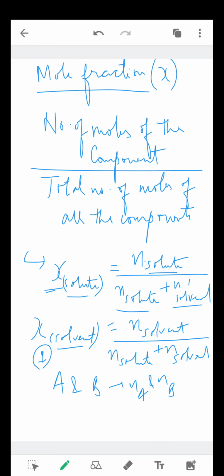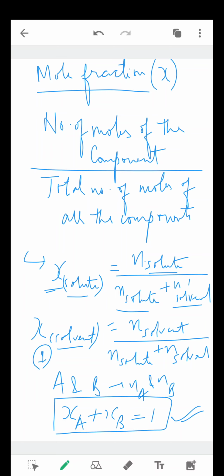Okay, one more thing that we have to consider here: the mole fraction of A plus mole fraction of B will always be equal to 1, unity. Mole fraction is independent of temperature, and it is also a dimensionless quantity, so we will not write any units here.